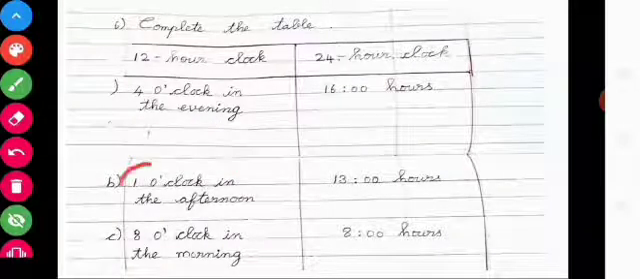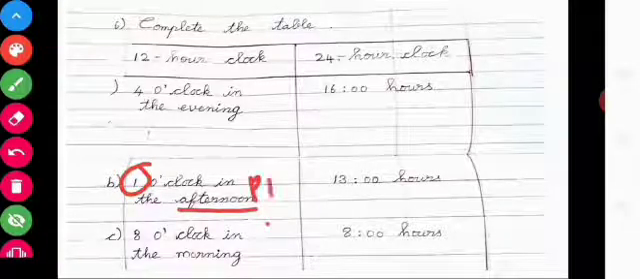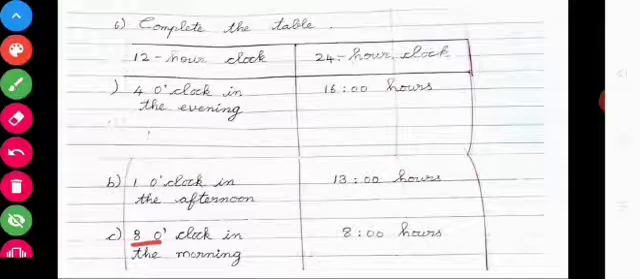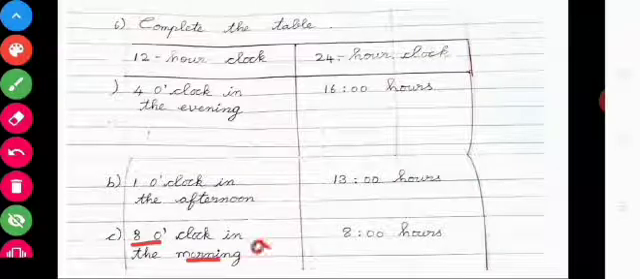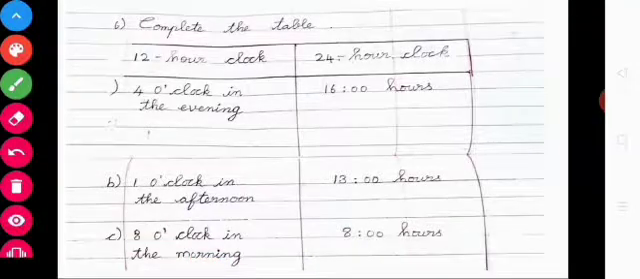See the next one. 1 o'clock in the afternoon. Is it AM or PM? PM. Yes, then add 12 plus 1 is equal to 13 hours. See the next one. 8 o'clock in the morning. Morning is AM. So write as such, 8 hours.